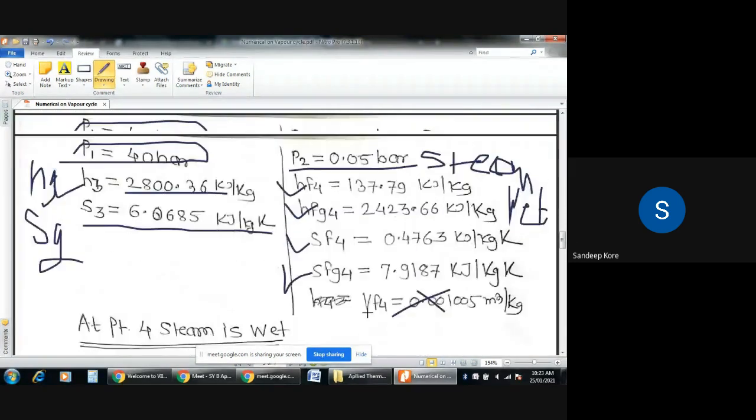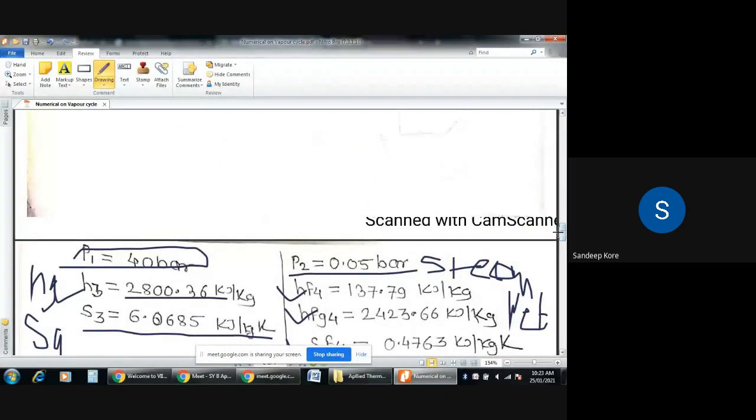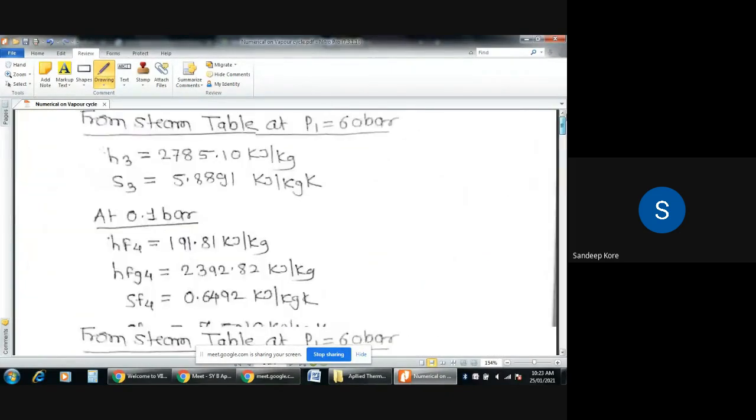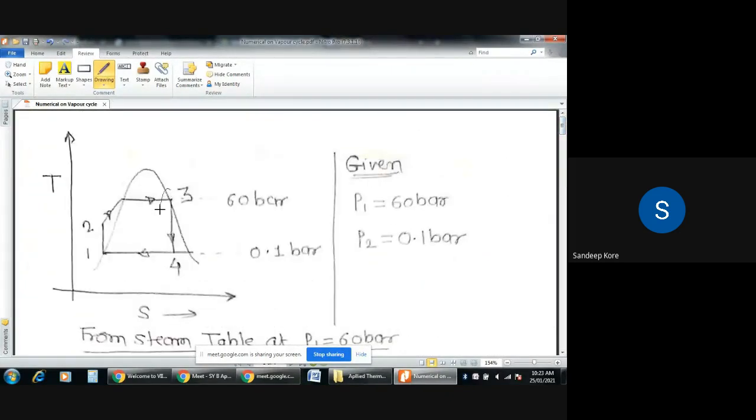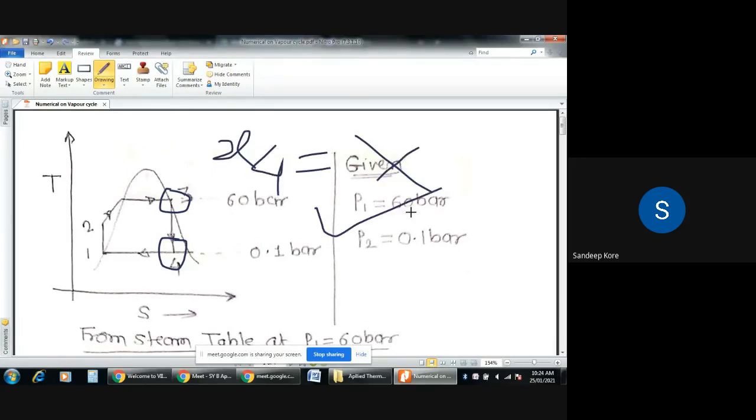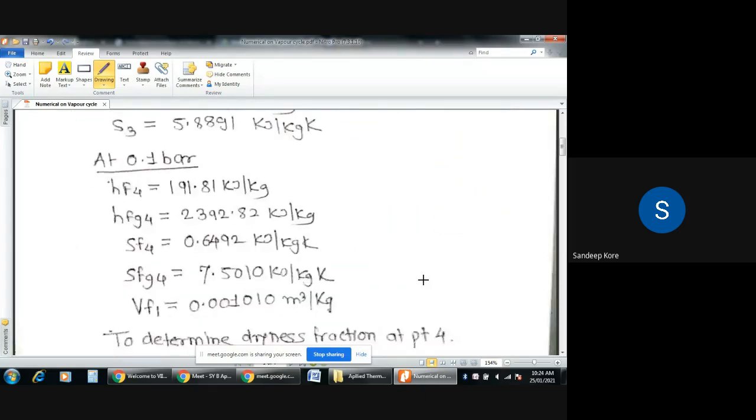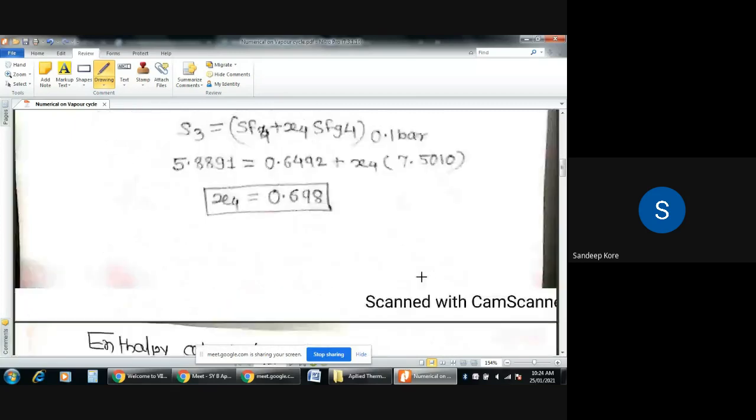Now I will go to the TS diagram. This is point number 3 lying on the saturation curve. At point number 4, the steam is going to be wet, so we do not know the dryness fraction of that steam. To find out the dryness fraction X4, we have to equate entropy at point 3 to entropy at point 4. So we equate the entropies at point 3 and at point 4.